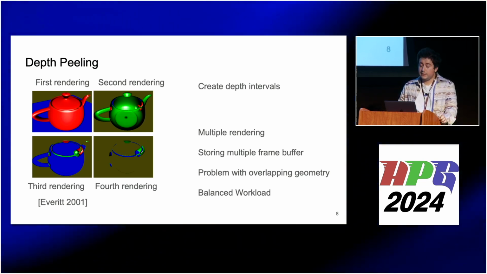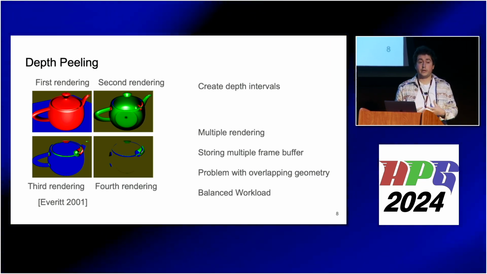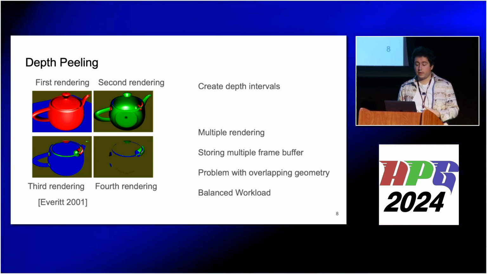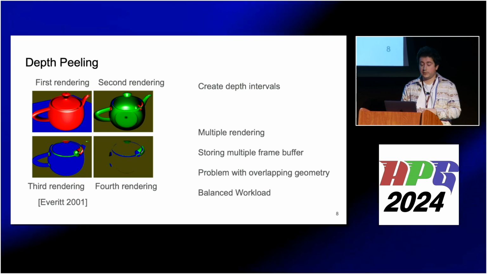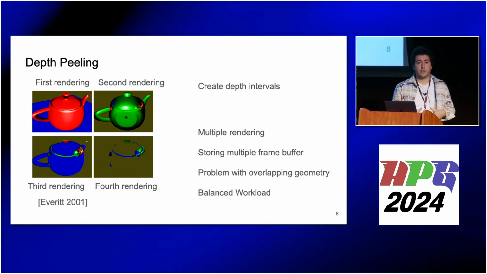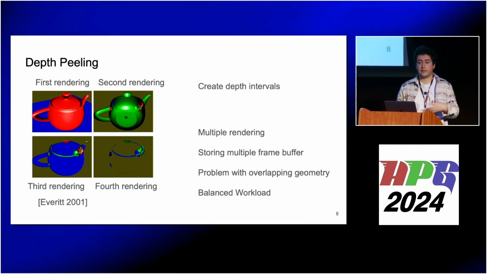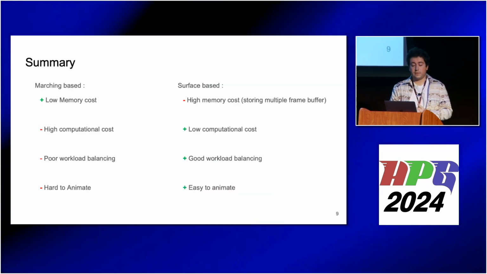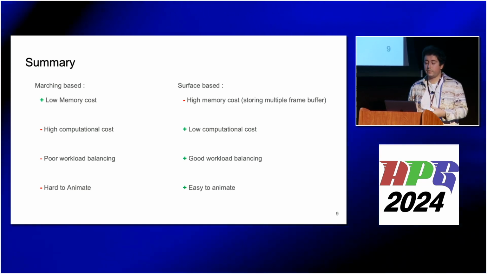The problem with that is that you have to store multiple frame buffers, which can be quite costly. It does not always work with overlapping geometry. It can create weird artifacts. However, this has a more balanced workload because we are using the rasterizer, the fragment shader, the vertex shader, and everything. So in summary, I showed two types of approach: marching-based and surface-based.